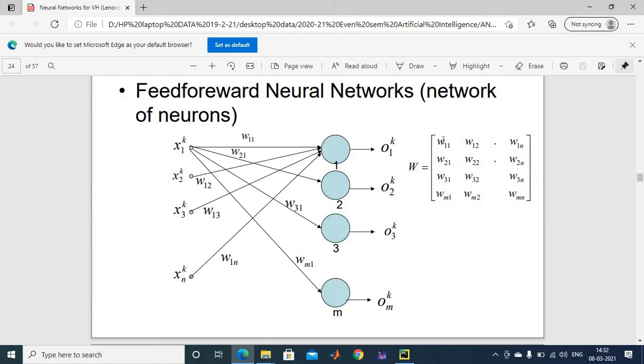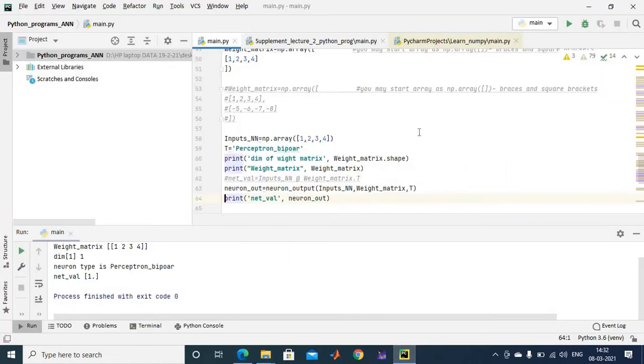So this weight matrix would be a matrix depending on the number of neurons and the number of input nodes you have. If you have n input nodes, then you will have n such weights, and if there are m neurons, then you have m such rows. So let's go into the details of the program over here.